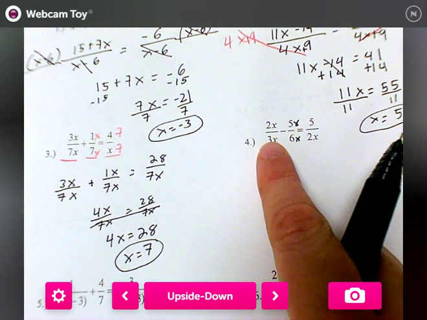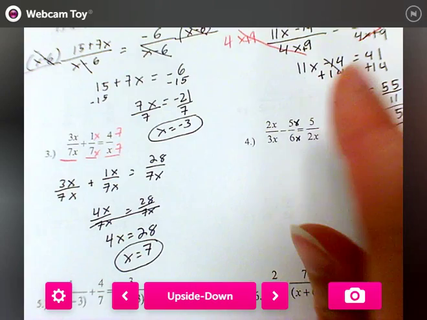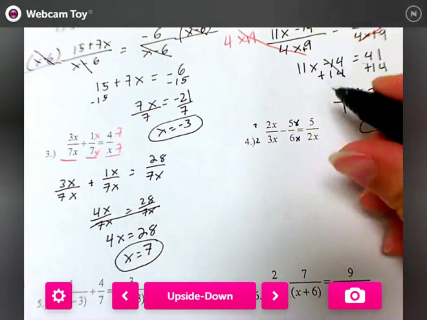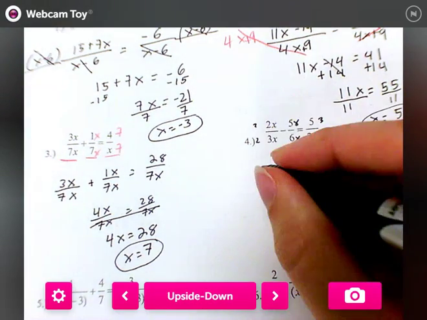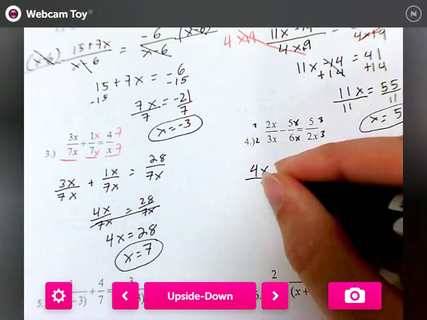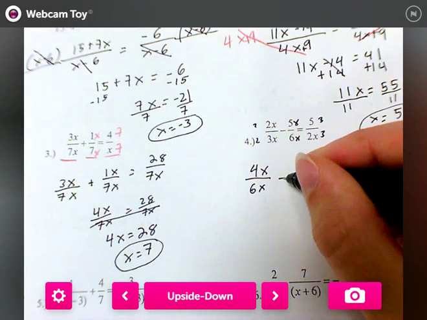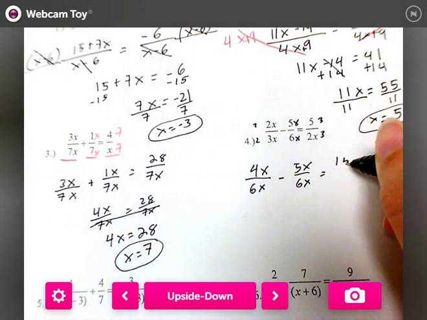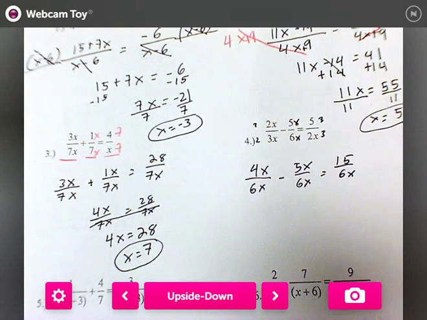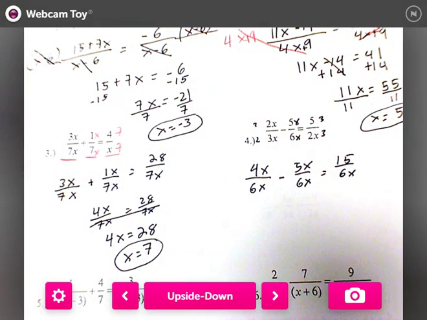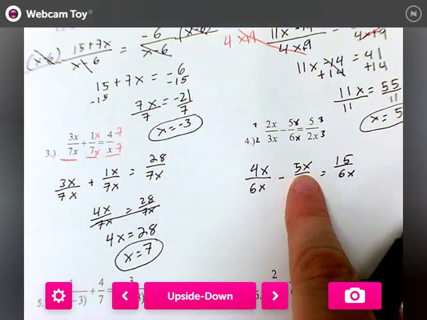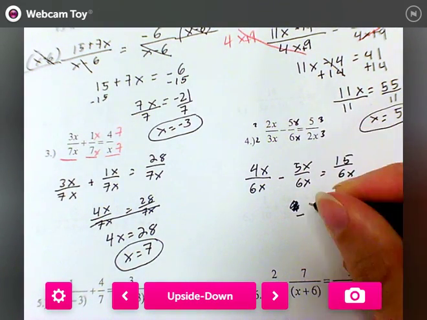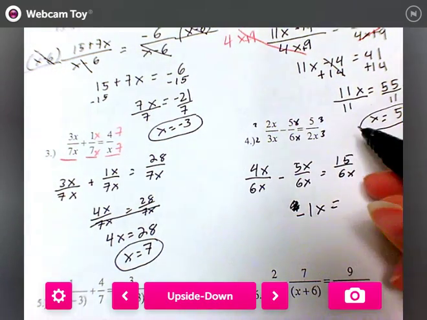So what do we need to multiply 3 by? 2. What are we going to have to multiply 2x by? 3. So it changes to 4x over 6x minus 5x over 6x equals 15 over 6x. All right. 4 minus 5 is just 3x. Oops, excuse me, 1x. And 15 stays the same.